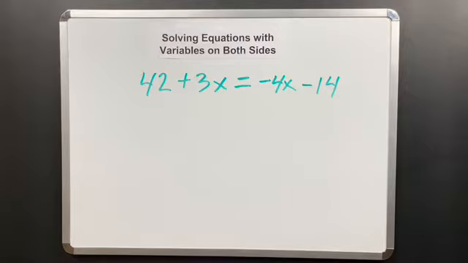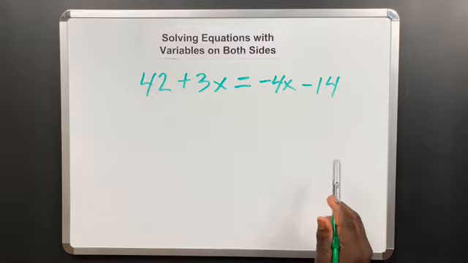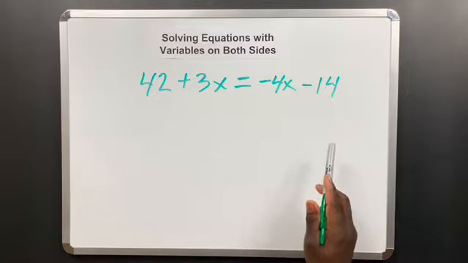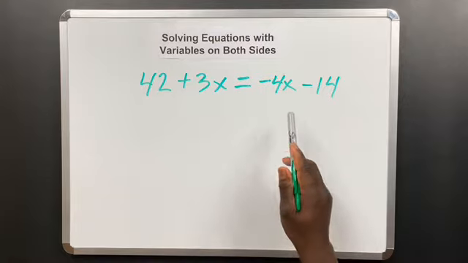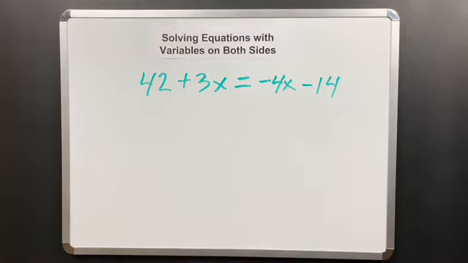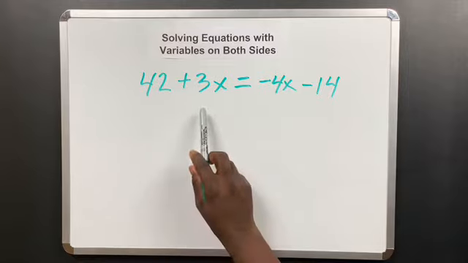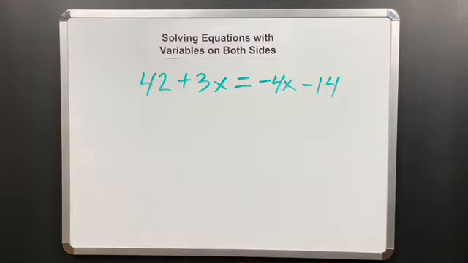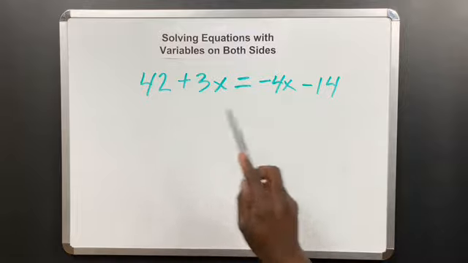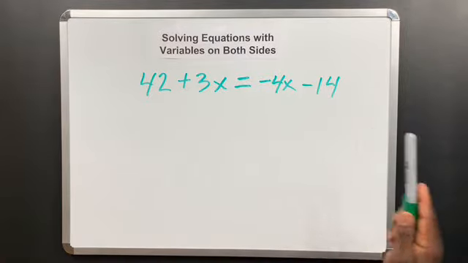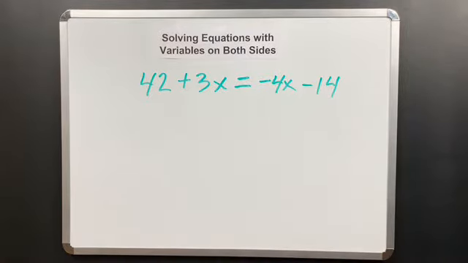Now, the name of the game in solving this equation is to manipulate it in such a way that the variable x is on one side of the equation. It doesn't matter whether the variable x is on the left side or the right side of the equal sign. And we'll make sure that these constants, or these numbers, are on the other side of the equation. So I'll show you what I mean once we get started.